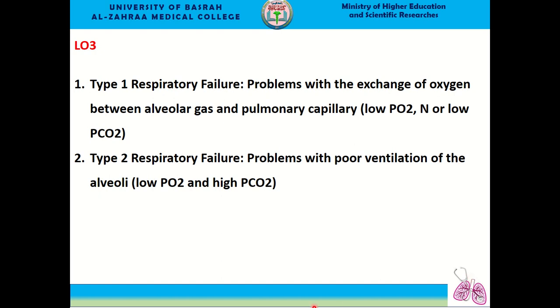In type 2 respiratory failure, there is a problem with the ventilation of the alveoli. So the oxygen is not reaching the alveoli for one reason or another. So there will be accumulation of PCO2. Why is that? Because there is no washout of CO2 from the alveoli because of a problem with the ventilation. So as a result, there will be low partial pressure of oxygen with high partial pressure of CO2.